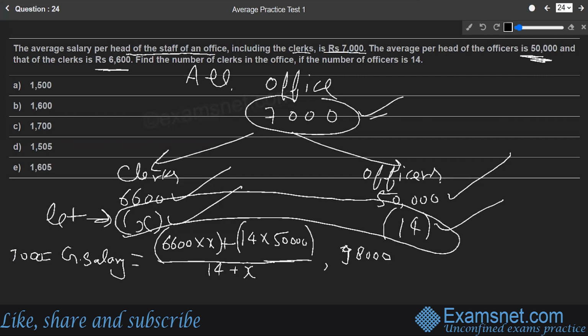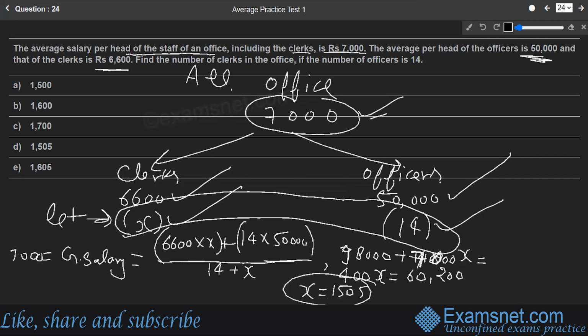So it will be 98,000 plus 7,000x. 98,000 plus 7,000x will be equal to, on the other side, 6,600x plus 14 into 50,000, that is nothing but 700,000. Okay, so let us try to solve this. If we solve this further, ultimately you receive 400x is equal to 602,000, which further gives us the x value as 1,505.